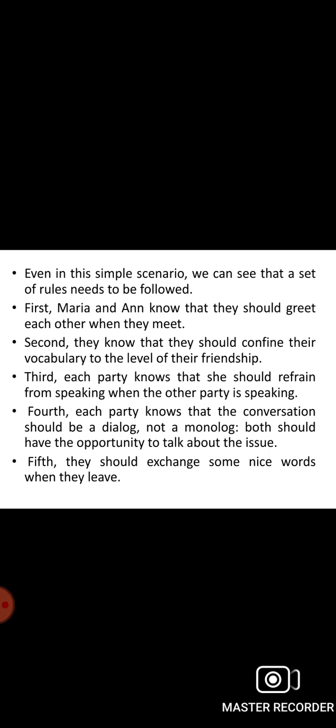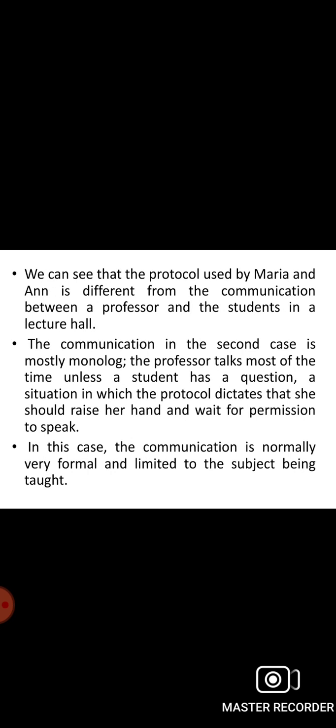Even in this simple scenario, we can see that a set of rules needs to be followed. First, Maria and Anne know that they should greet each other when they meet. Second, they know that they should confine their vocabulary to the level of their friendship. Third, each party knows that she should refrain from speaking when the other party is speaking. Fourth, each party knows that the conversation should be a dialogue, not a monologue. Both should have the opportunity to talk about the issue. Fifth, they should exchange some nice words when they leave.